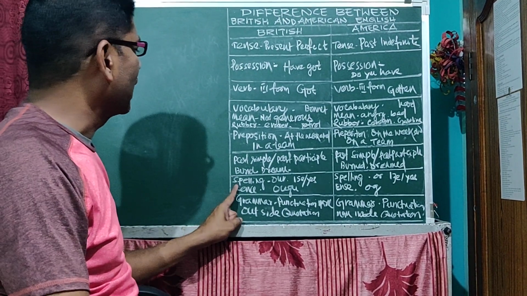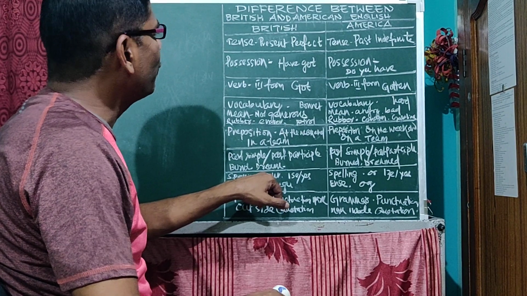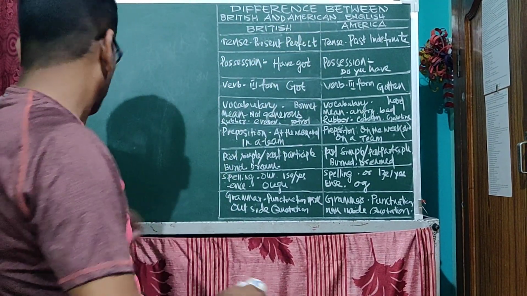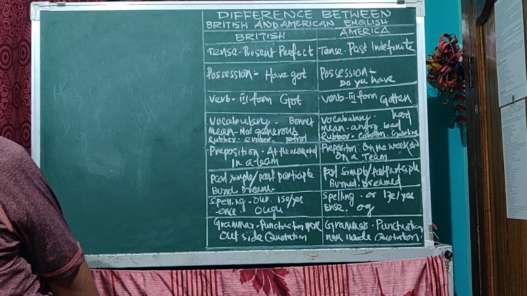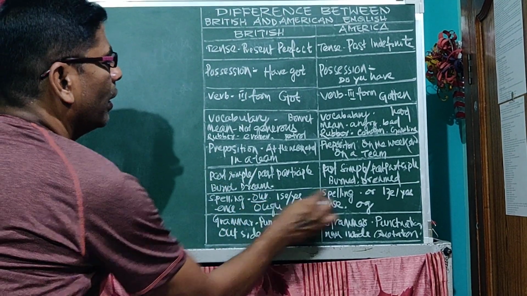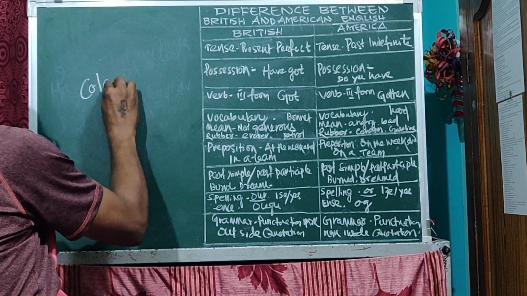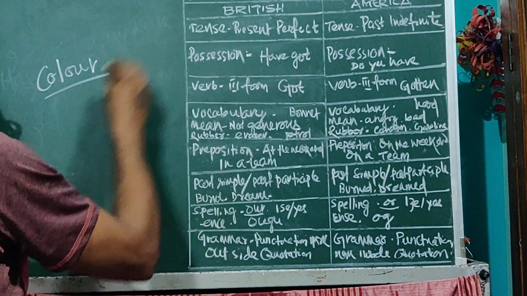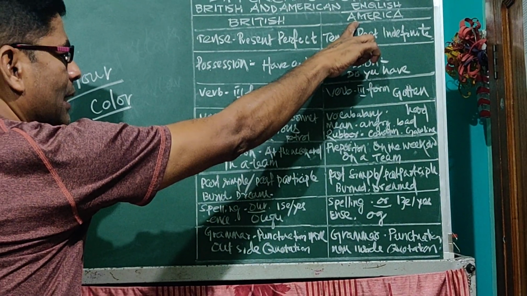Now, spelling. This is the spelling difference between British English and American English. For example, words ending in O-U-R in British English, whereas O-R in American English. For example, C-O-L-O-U-R is used in British English, whereas C-O-L-O-R is used in American English.